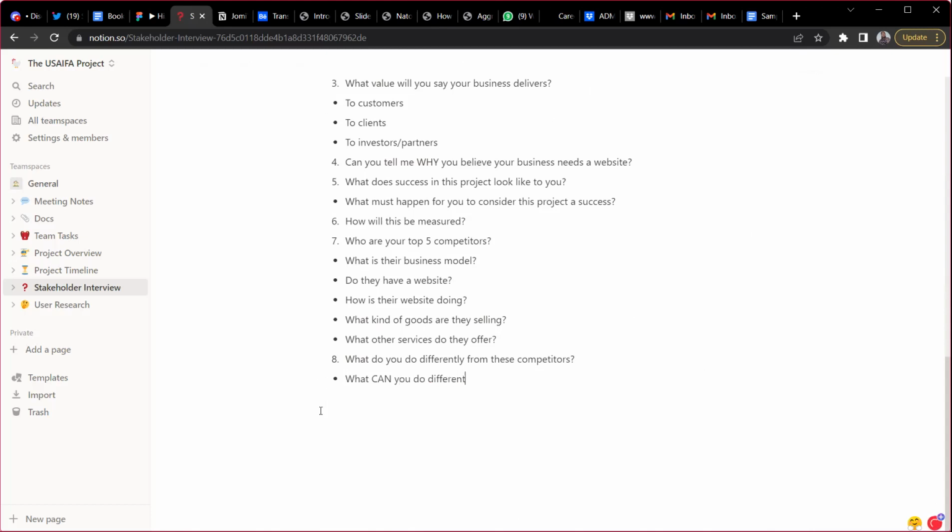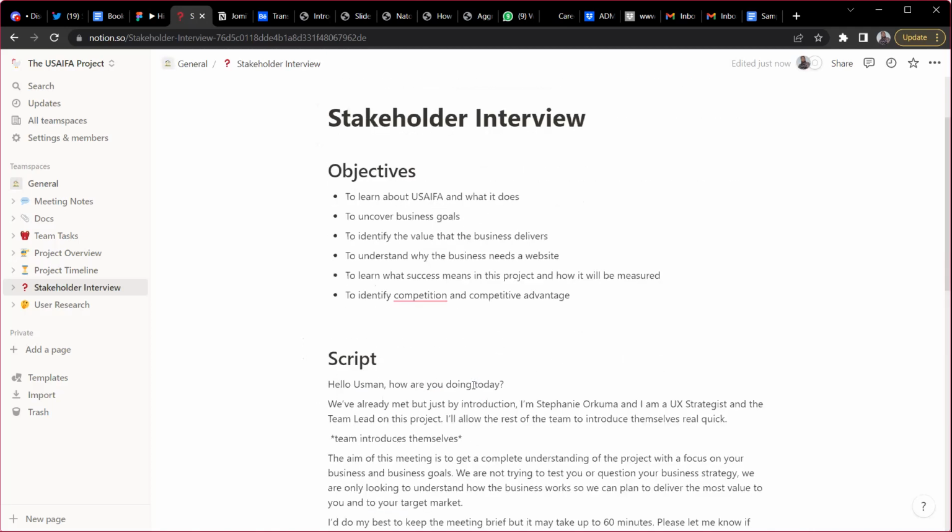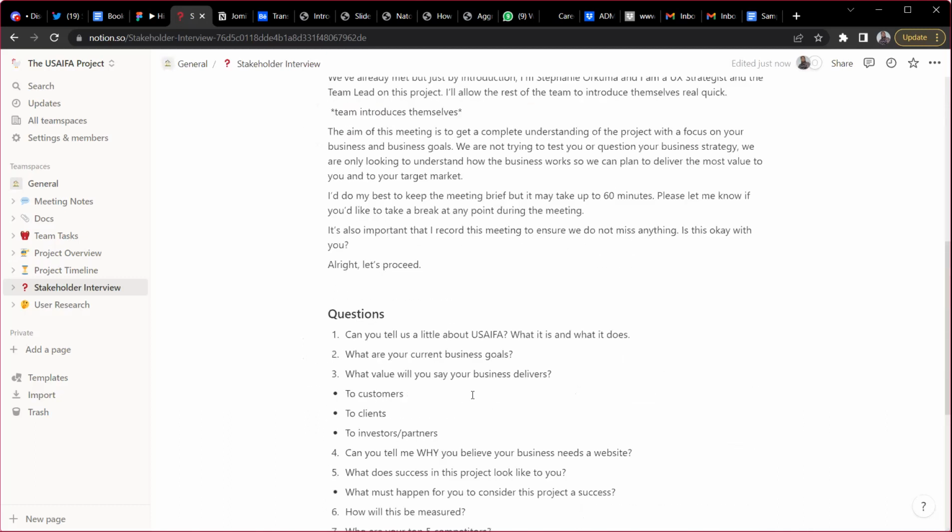So this one, even if they state what they do differently, that's fine and good, but is there anything else that we can also do differently going forward? What can we do differently? And if they don't do anything differently already, we need to uncover ways where we can be different, because we need that competitive advantage. So if they do not know this, that's fine. You can work with them to help identify this. So those are the questions I was able to come up with for these objectives.